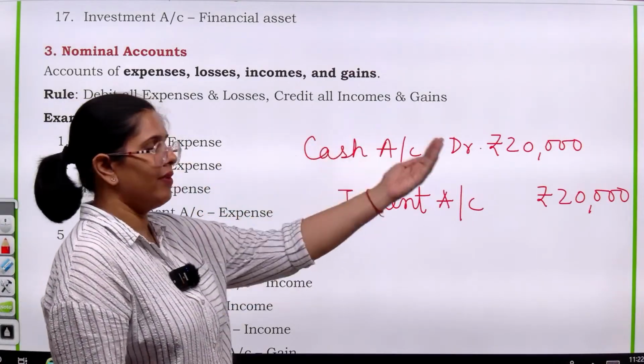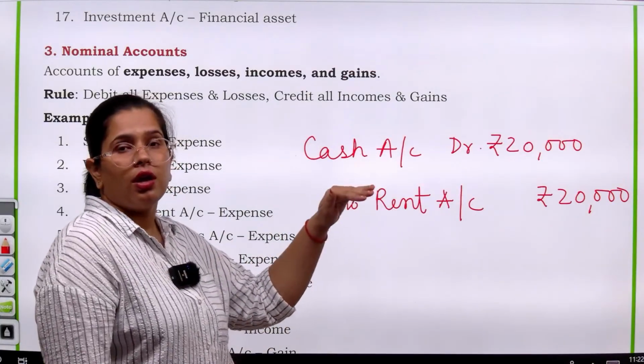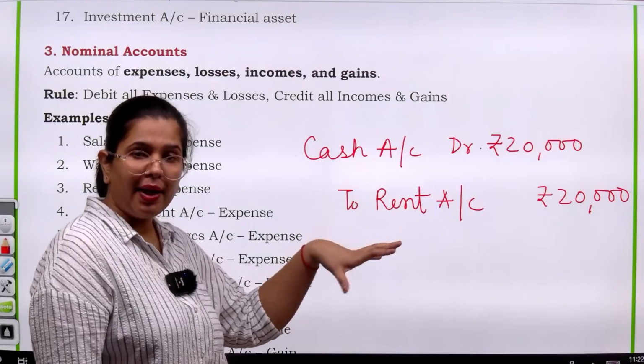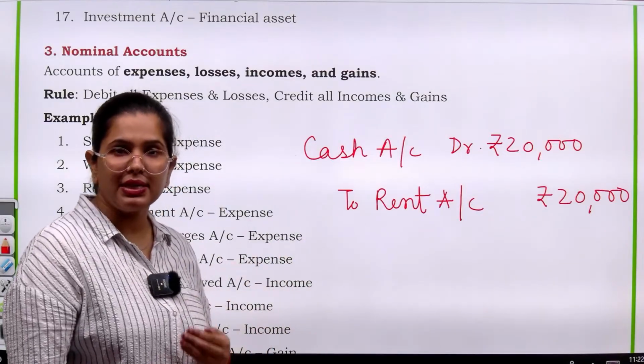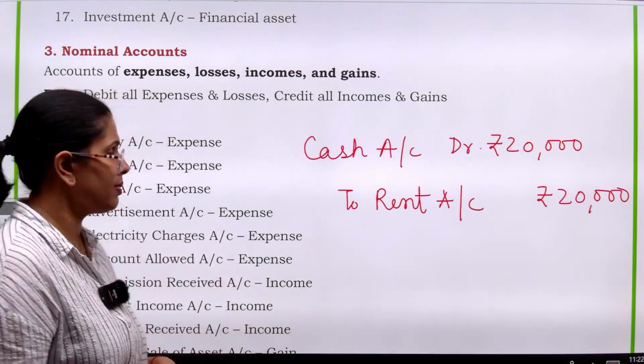That is why when the money is coming in, it would be debited. This is your nominal account. Why? Because it is related to expenses, incomes and gains. I hope you would have understood this. Okay, you have understood this.